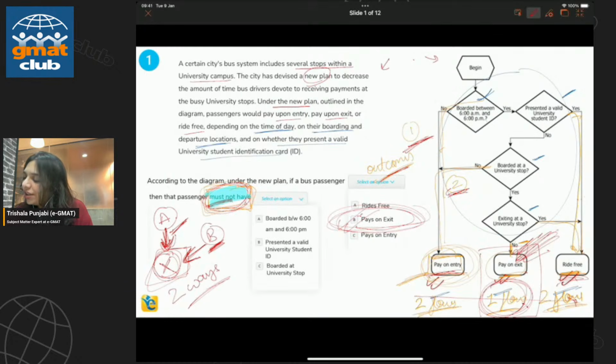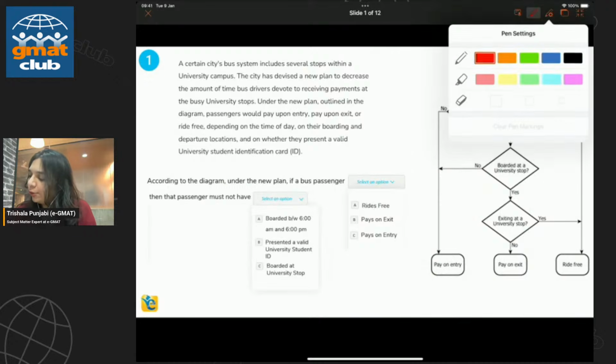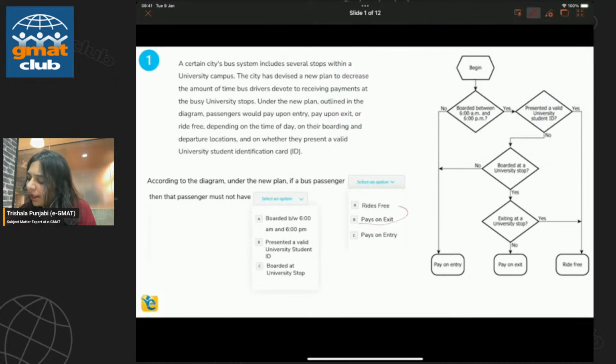Perfect. Now we just have to figure out how we got there. So now that we know that we are supposed to figure out pay on exit, we know that the passenger must not have. So it's a very clear thing that if it says no, he must not have exited at a university stop. But let's look at the options. Is the option there here? No, the option isn't there. Okay, so let us go up.